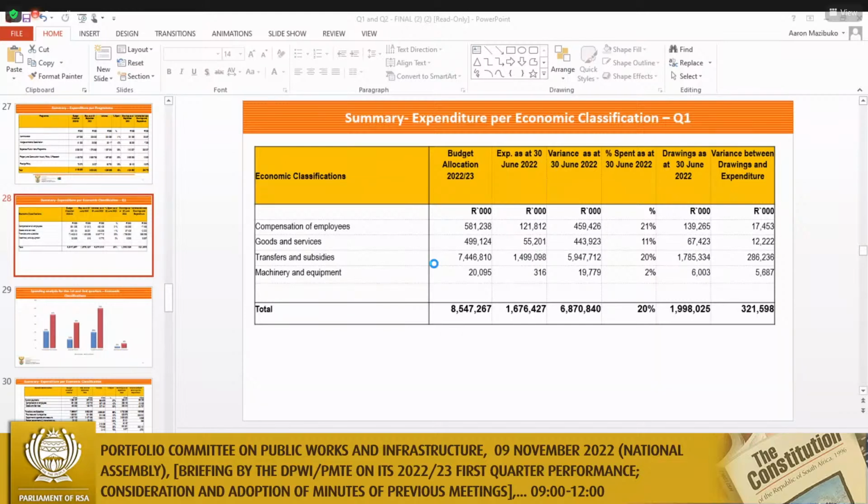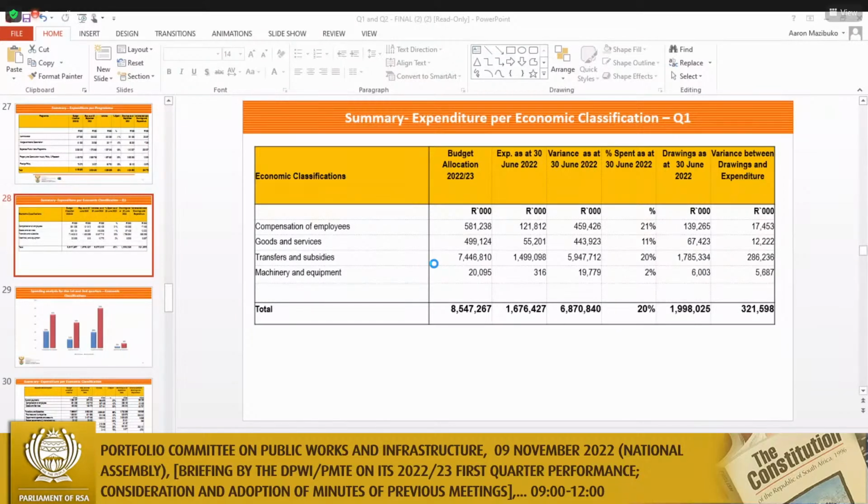Goods and services, the budget was 499 million. The expenditure as at the end of June was 55 million, which is equivalent to 11%. In terms of the drawings, we had drawn 67 million. That means we had a positive balance of 12 million at the end of quarter one.